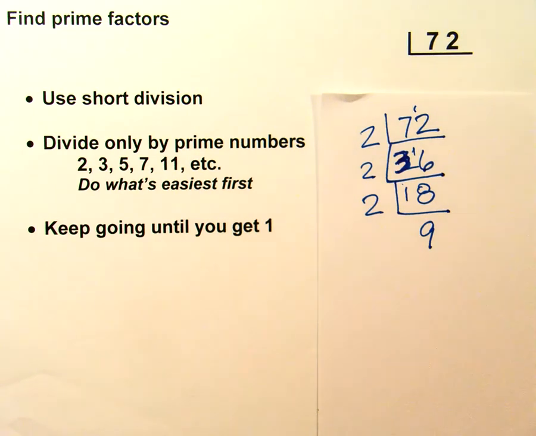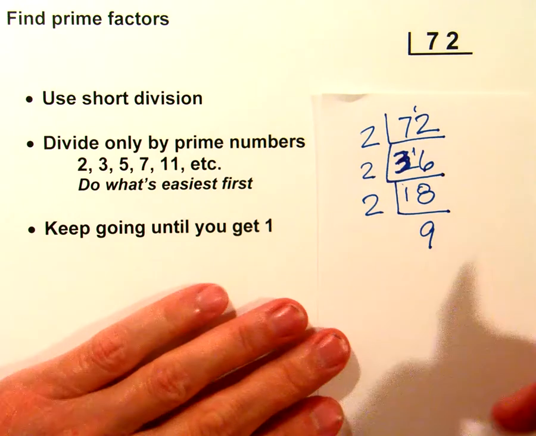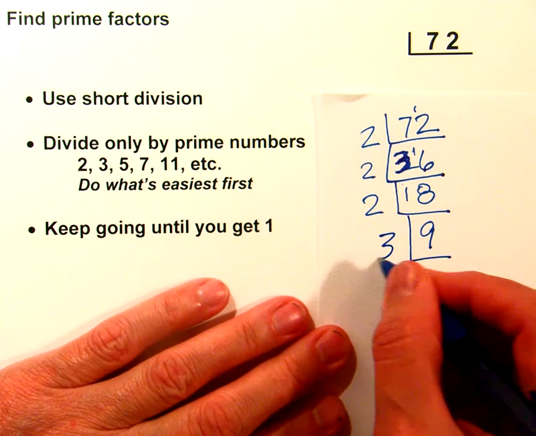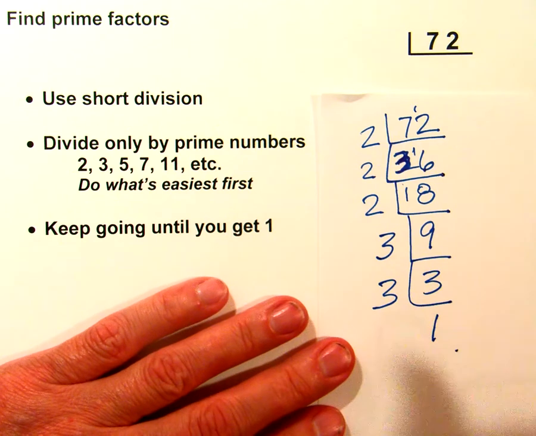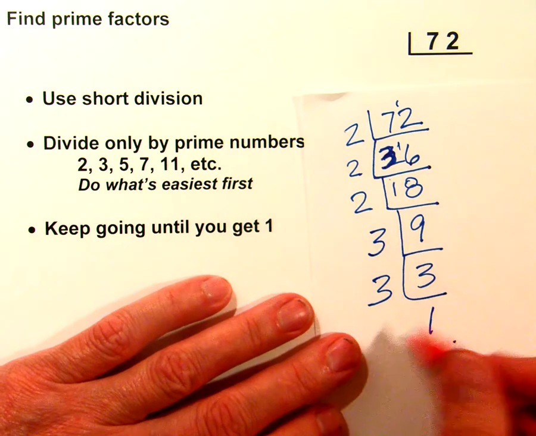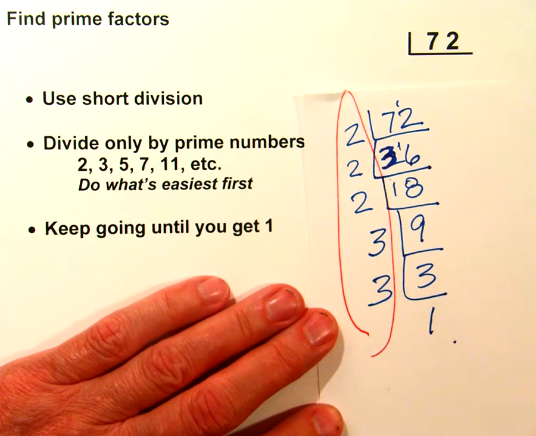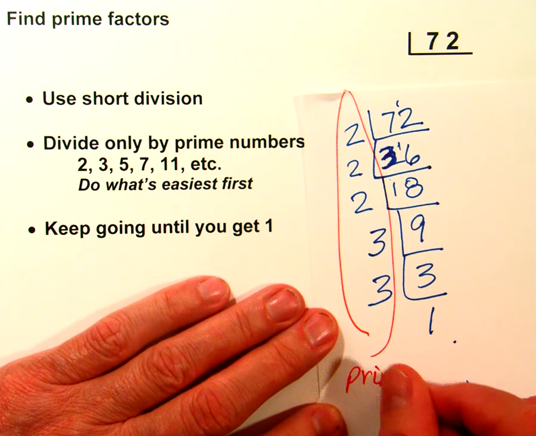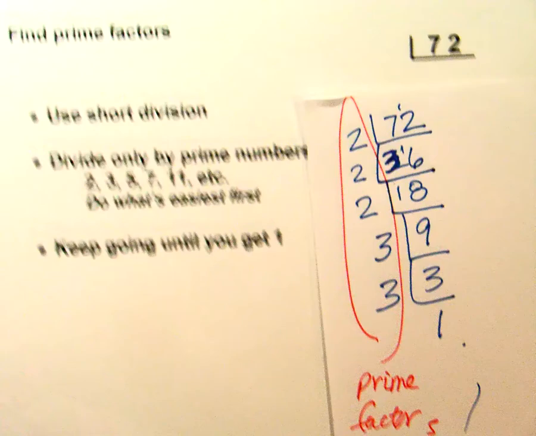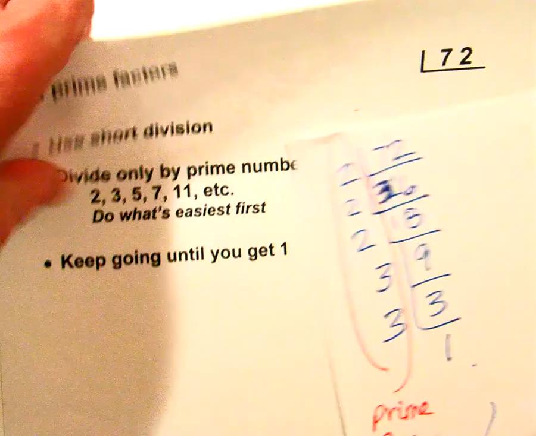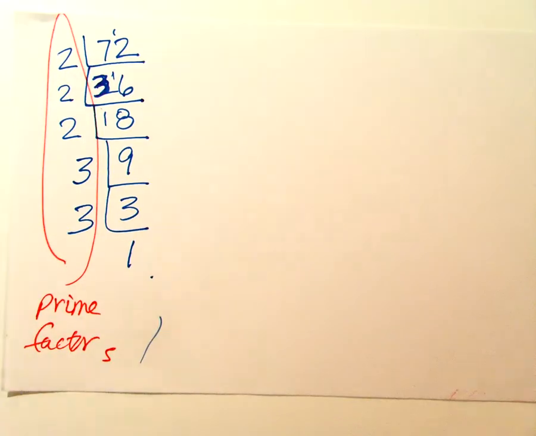Add up the digits, and if the sum of the digits is divisible by 3, then the original number is divisible by 3. Okay. 9 divided by 3 is 3, and 3 divided by 3 is 1, and you do this until you get 1. Once you've done that, these are the prime factors of 72. Okay. Well, let's look at how that works for our thing today, which is radicals.